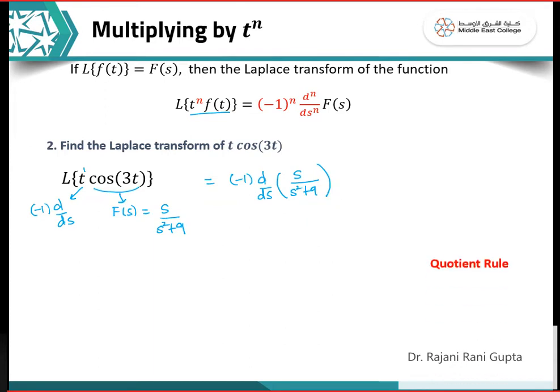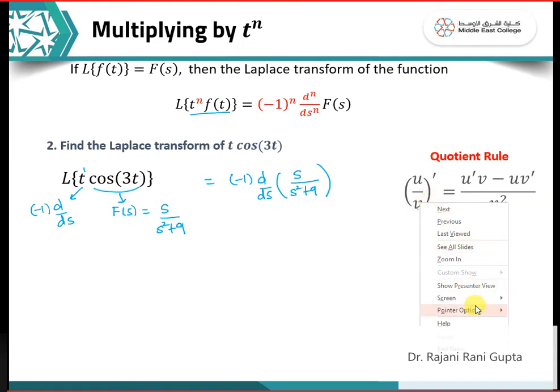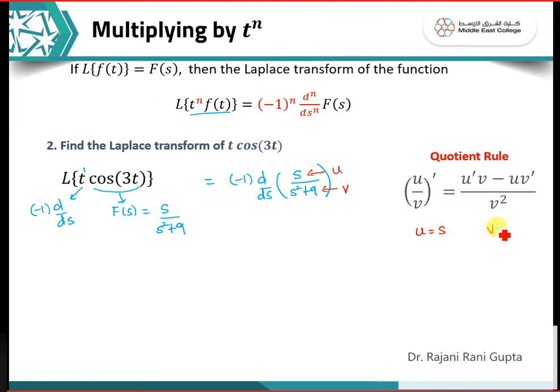Again two terms in a quotient, use the quotient rule. When we use the quotient rule, we have to compare the values of u and v. So what do you have as u? This term is u, the denominator is v. We work in the same way. u is s, v is s square plus 9. The derivative of u with respect to s, because of ds, s means s power 1, so the derivative is 1. The derivative of v is 2s. Substitute these values in the rule.